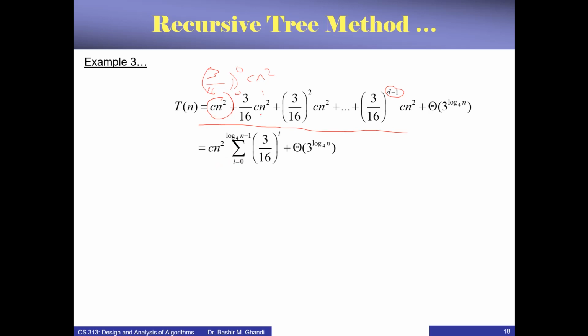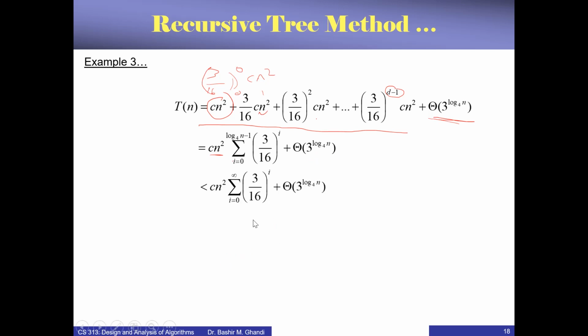Of course, cn squared is common in all the terms, so we can factor it out. All we have to do is sum up this 3 over 16 to the power i, for i from 0 until d minus 1, but d is log of n to the base 4. So this is the summation we have, plus the elements in the last level, which is theta of 3 to the power log of n to the base 4.